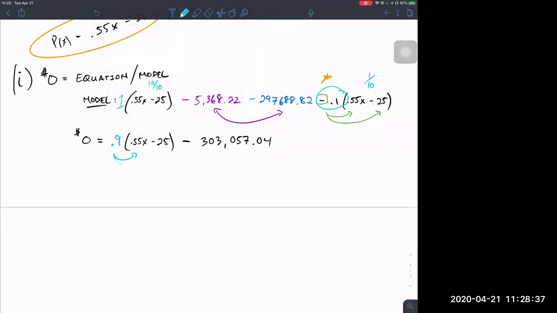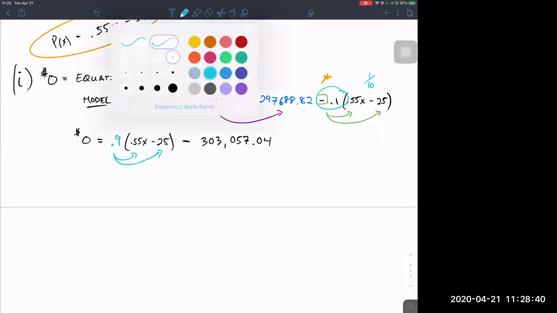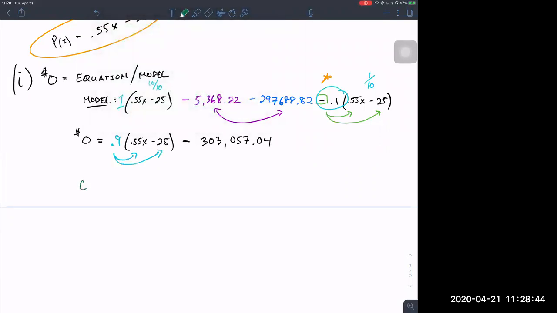this 0.9, right? So now your equation should look like the following. Let me use a different color. I'll use green. So 0 equals 0.9 times 0.55, which is 0.495x, don't forget the x, times 25, which is 22.5. So this is still minus 22.5, minus 303,057.04.